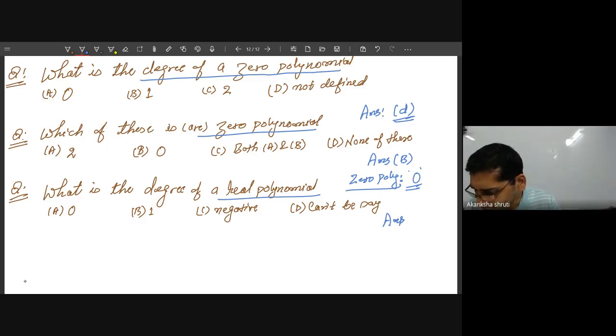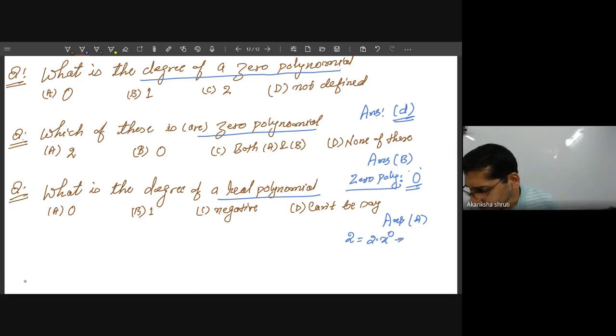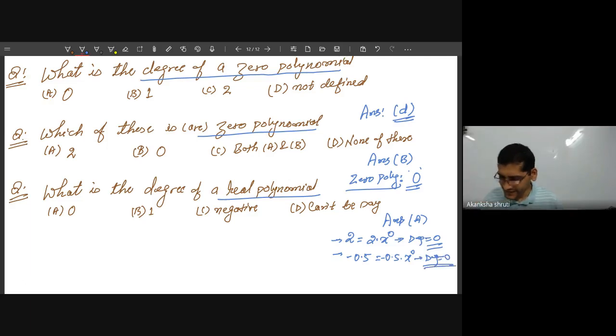Student, a real polynomial is always a real number. So even if you are writing say 2, it simply means 2 into x to the power 0. So what is the degree here? Degree is 0. You may take another example, any real number, say minus 0.5. This can also be written as minus 0.5 into x to the power 0. So again, degree is 0. So wherever degree is 0, it is called a real polynomial. Okay, student?